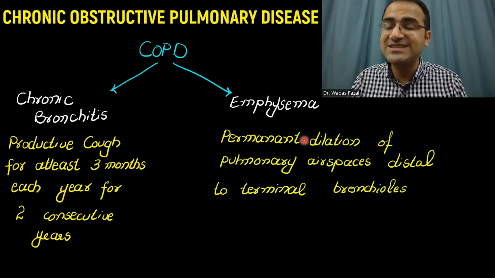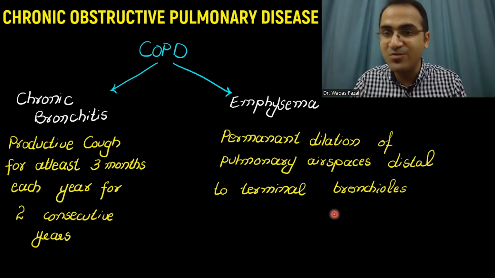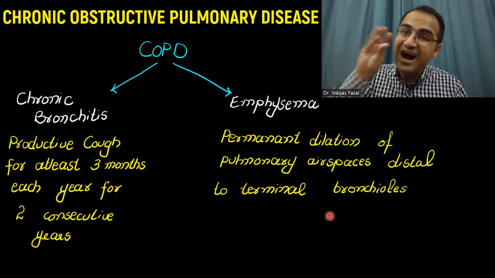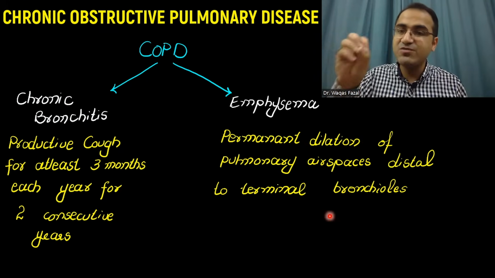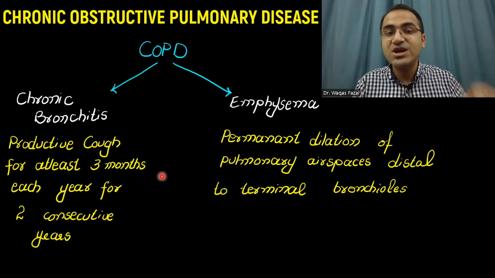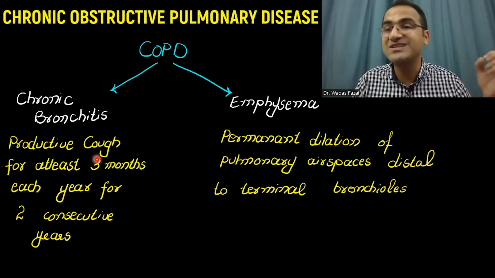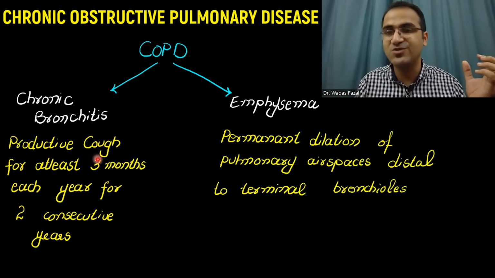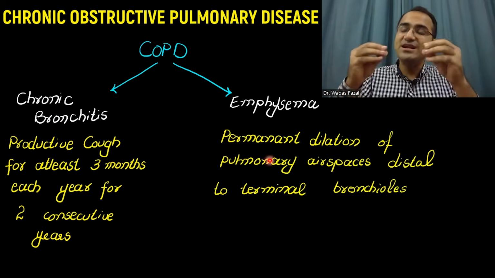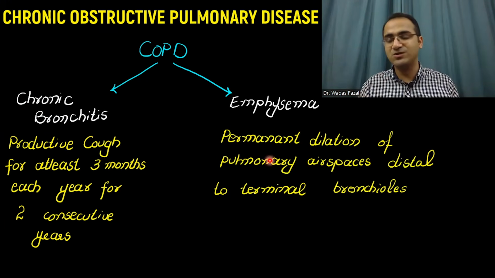In emphysema, what happens is that there is permanent dilation of the pulmonary air spaces distal to the terminal bronchioles. In emphysema, there is a problem with the alveoli. There is destruction of the alveoli, the small air spaces where the gas exchange takes place. In chronic bronchitis, there is a problem with the bronchi and bronchioles where it is hypersecreting mucus and causing obstruction. In emphysema, there is destruction of the alveoli, and destruction of the alveoli causes obstruction of the bronchi and bronchioles.